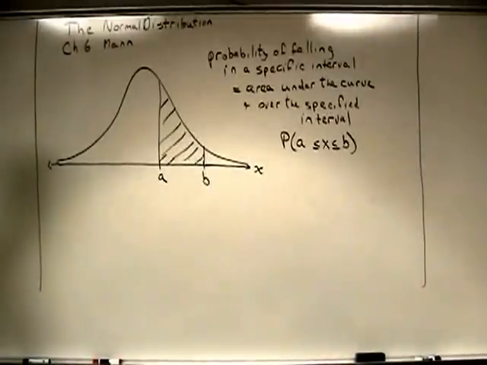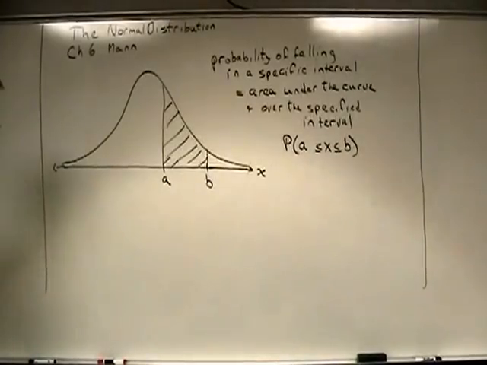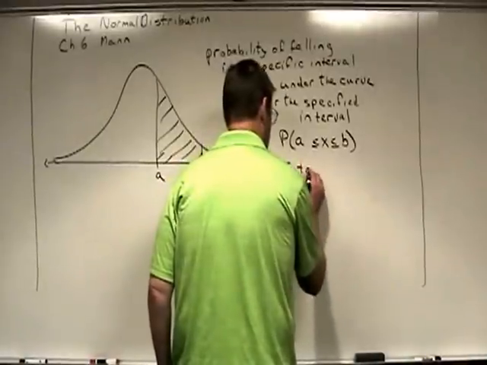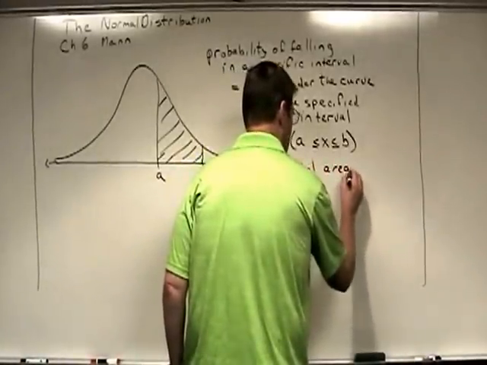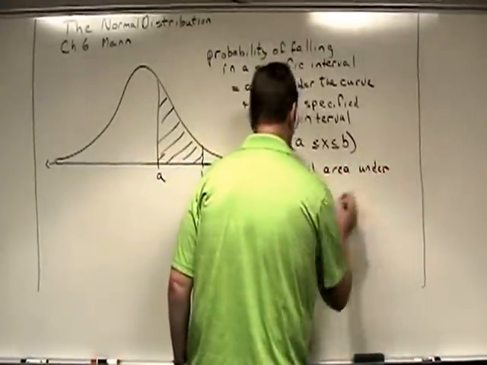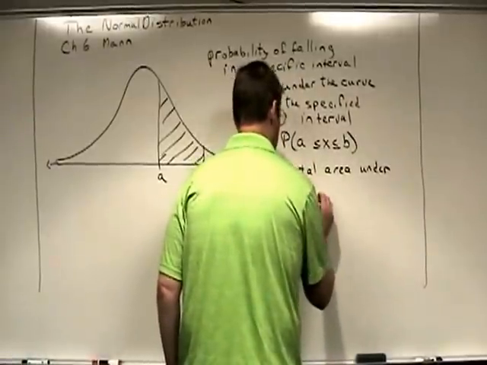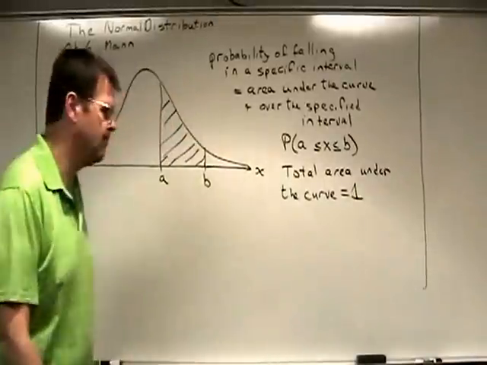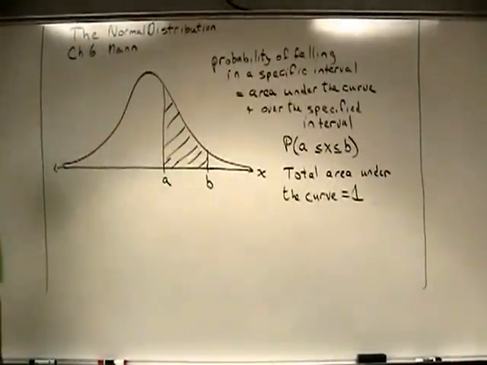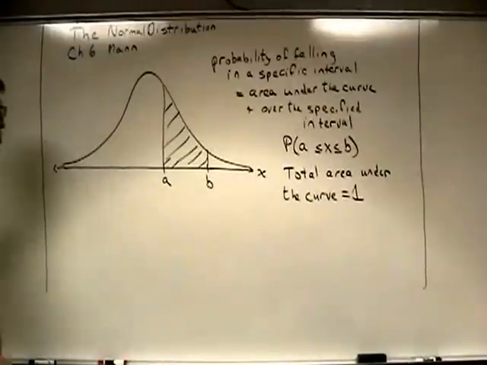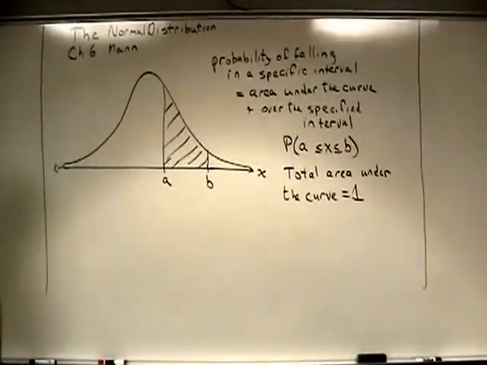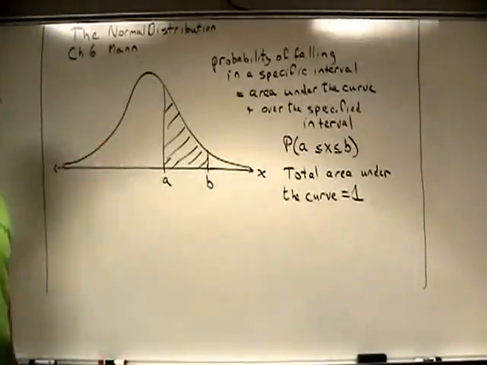Now, because probability corresponds to area, there's certain things that must be true. First off, the total area under the curve has to equal 1. So if we were to shade everything here, going out all the way in both directions, then this area would be equal to 1.